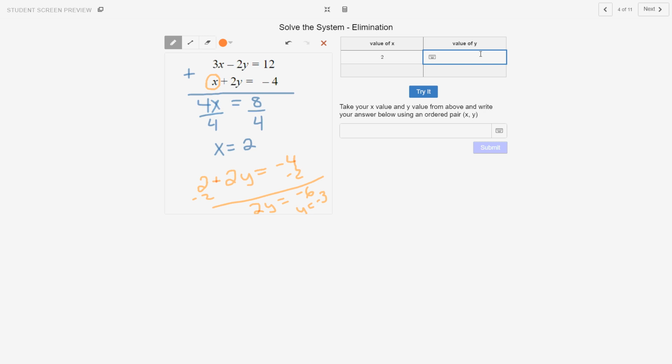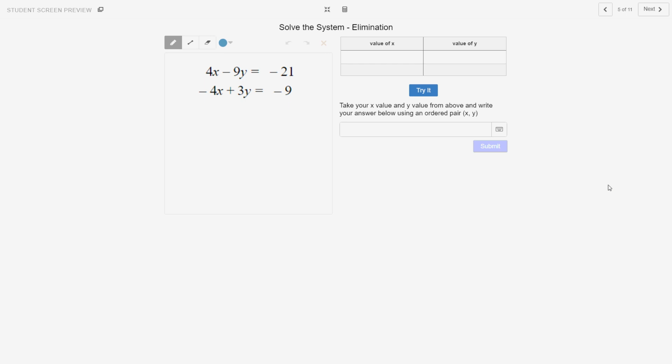Let's check our answer. And lo and behold, we are right. Now when we do this, we want to write our answer as an ordered pair. So 2, negative 3. All right, let's try another one.